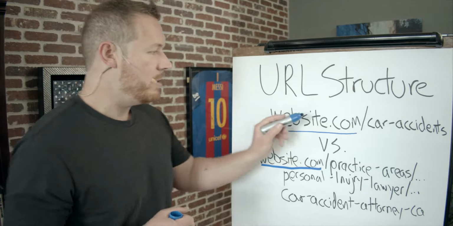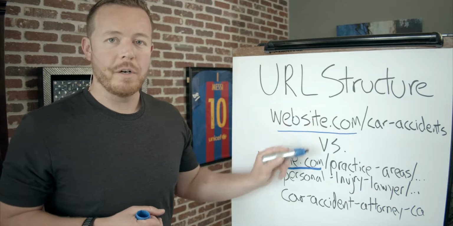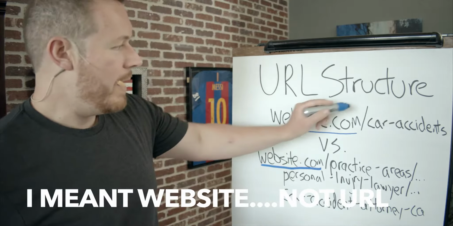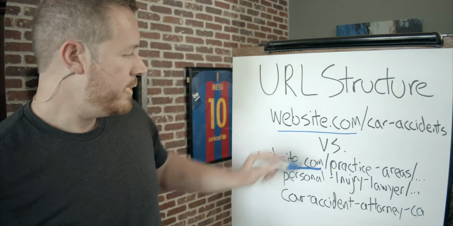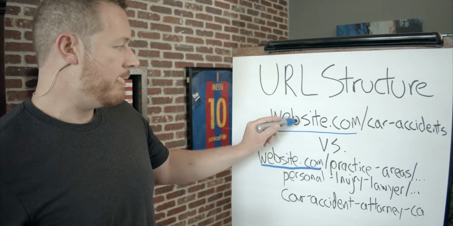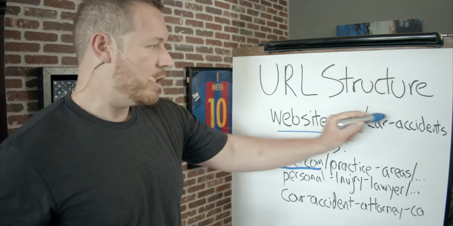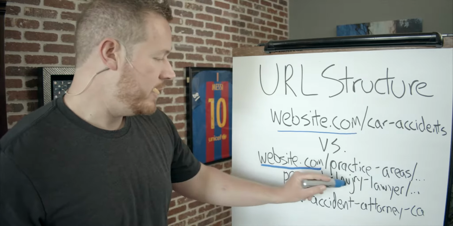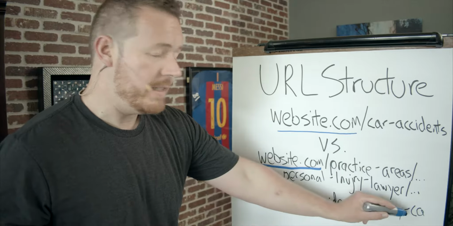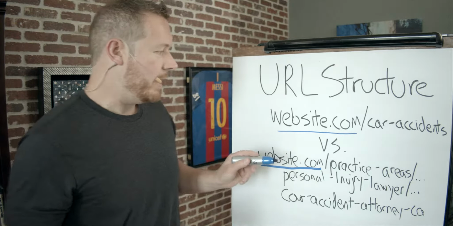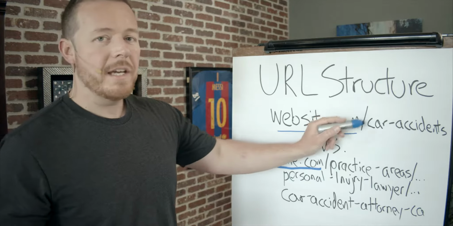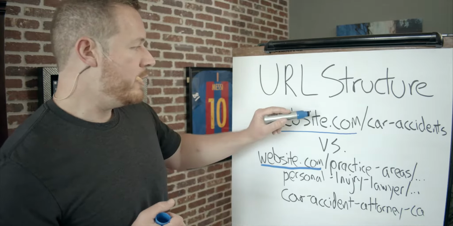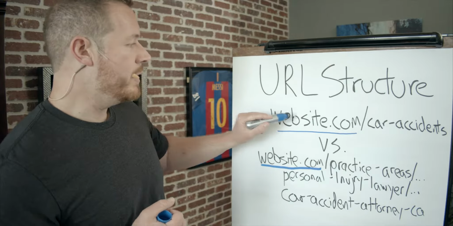So technically we've got two different addresses that could be on the same domain. Now, every time you have a slash like this, so in this example right here, it's website.com/car accidents. This one's website.com/practice areas/personal injury lawyer/car accident attorney CA, right? So basically, every single one of these slashes is considered another folder, right? So basically, you've got the main folder, which is website.com.